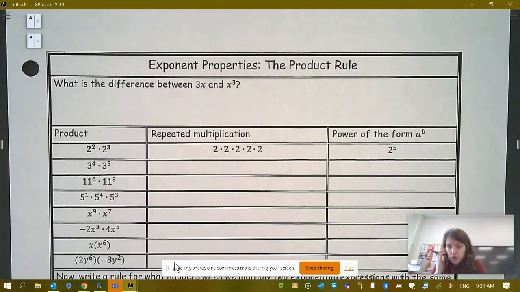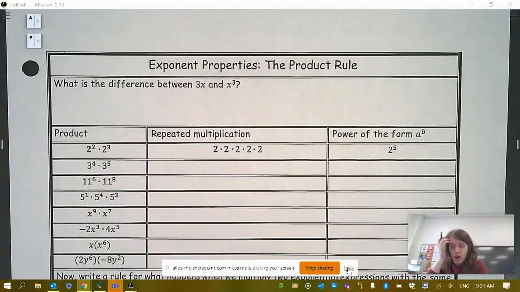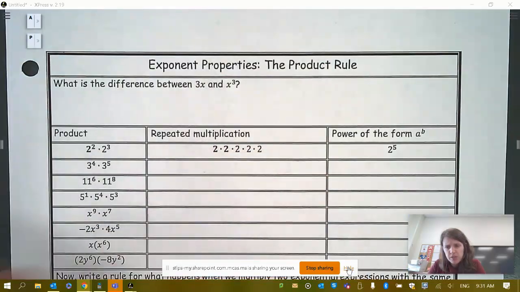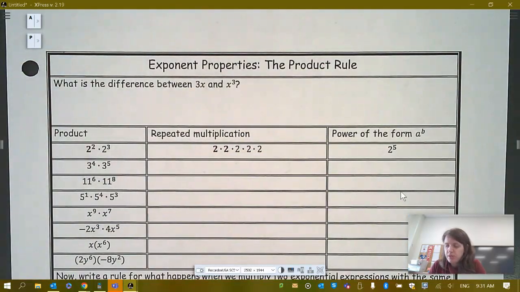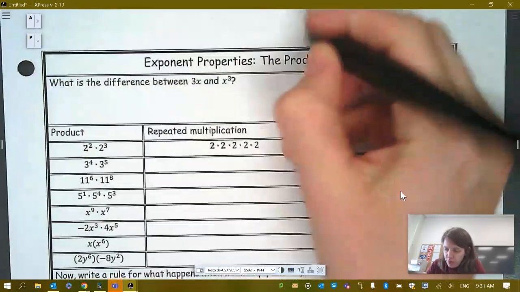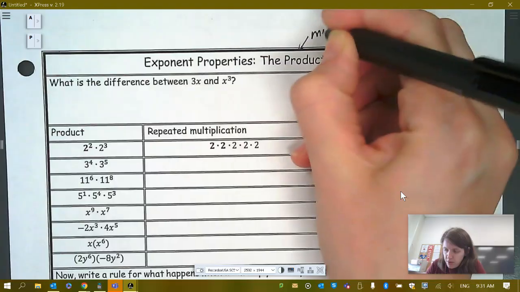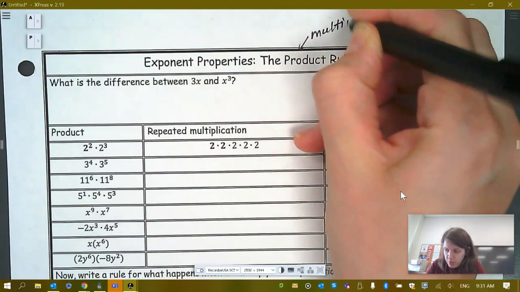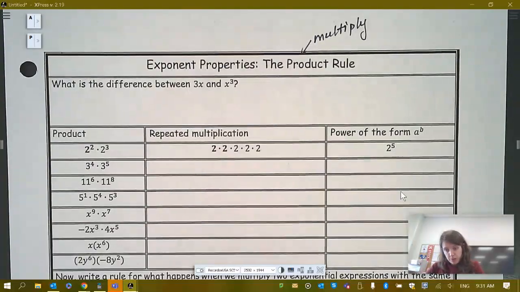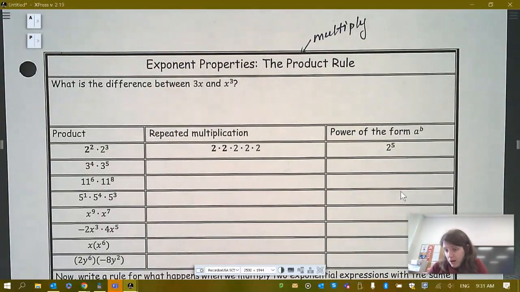So we are going to start some new stuff where we are talking about products of exponents. We're going to learn all these different properties or laws of exponents. And the first one we're going to talk about is called the product rule. If you hopefully remember, the word product means to multiply, right? So what happens when we are multiplying terms that have exponents? And how do we deal with them?